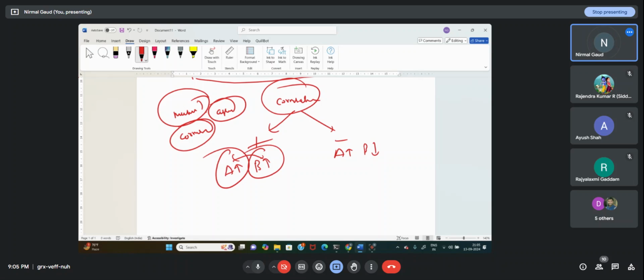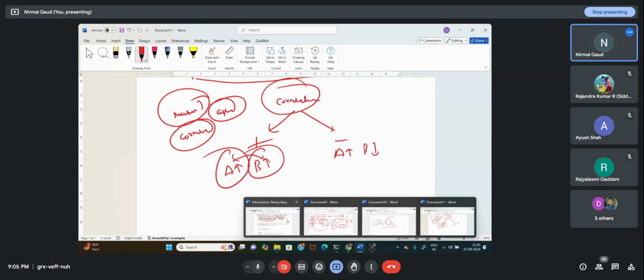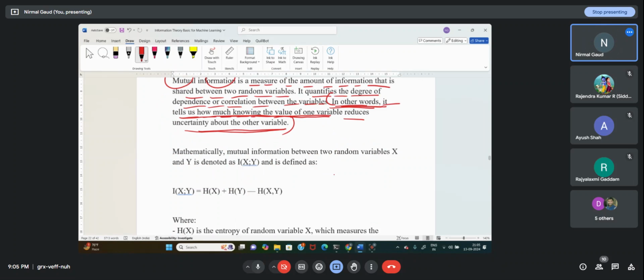So, if there's a correlation, mutual information, all these things. It tells us how much knowing the value of one variable tells us about another. If one variable is related to another variable, then if I know about this one, I will be knowing about the other variable also.